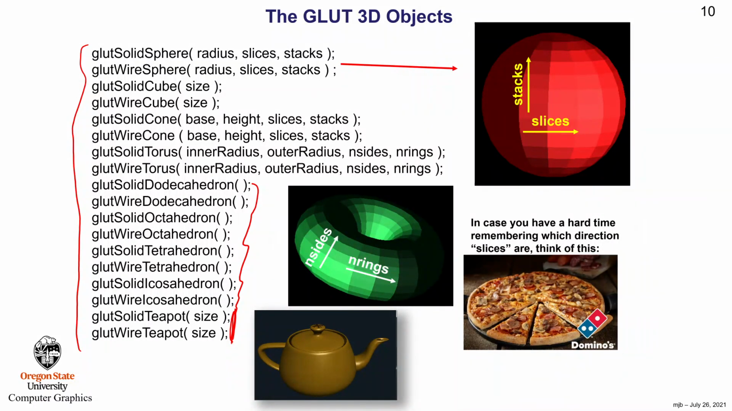Okay, when you're doing things like spheres and tori and cones, there are these arguments, slices and stacks. Slices are the resolution going around it. If you have a hard time remembering what a slice must mean, think of a pizza. Slices go this way. And stacks go up and down. So that lets you set the resolution of the thing you're drawing. So, have fun with those.